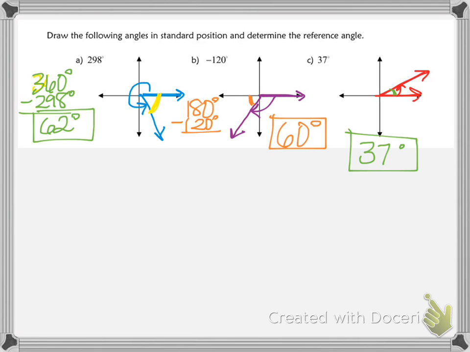Anytime you end up with a different quadrant or you have a negative angle, you're going to have to do a little bit of work like we did in letters A and B.